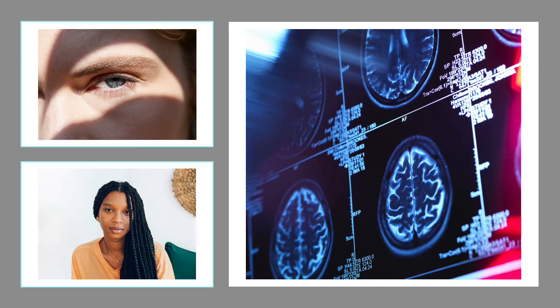DNA contains the instructions that tell our bodies how to grow and develop. Each person has a unique DNA sequence that affects many things about them, such as their hair and eye color, as well as their chance of developing some diseases. DNA is made up of a sequence of letters, A's, T's, C's, and G's.